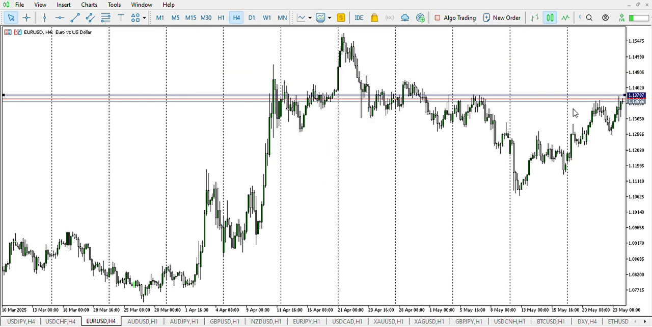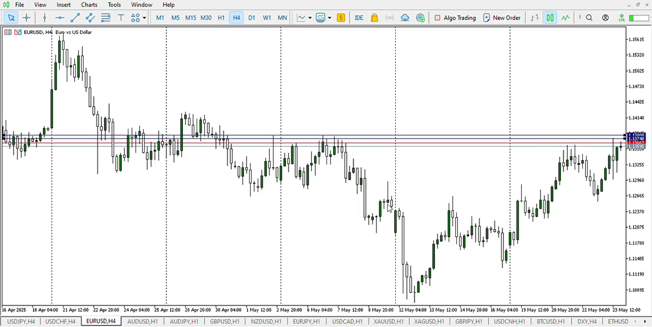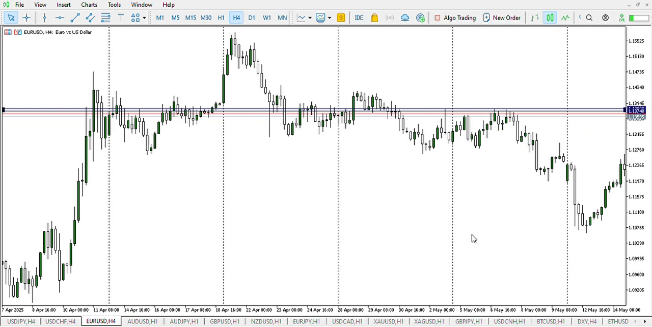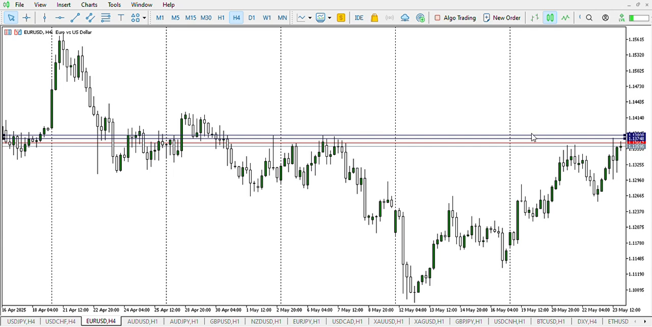So for this month of May, you have this key resistance area, another key resistance area here. However, we can see that the buyers are strong on Euro USD and they are very relentless. So we have a key resistance area here.